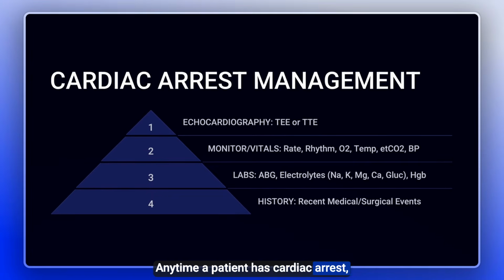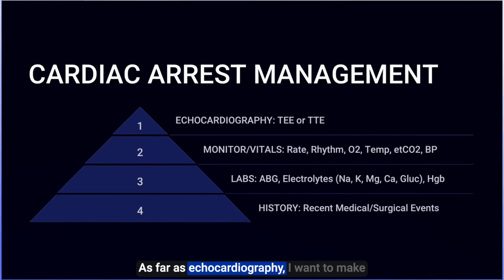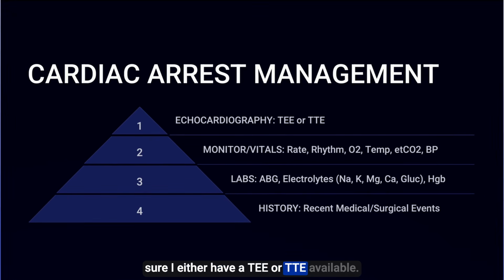Anytime a patient has cardiac arrest, there are always 4 things that I want to make sure I ask for every single time. These are echocardiography, vitals and monitors, labs, and then getting a very focused history. As far as echocardiography, I want to make sure I either have a TEE or TTE available. Regarding monitors and vitals, we make sure we check the rate, rhythm, oxygen values like a pulse ox, temperature, end-tidal CO2. For lab values, looking at an ABG and blood gas analysis, electrolytes such as sodium, potassium, magnesium, calcium, glucose, and then hemoglobin. And then regarding history, asking what were the most recent medical and surgical events that happened in the last 20 minutes or so that could have contributed to this arrest.